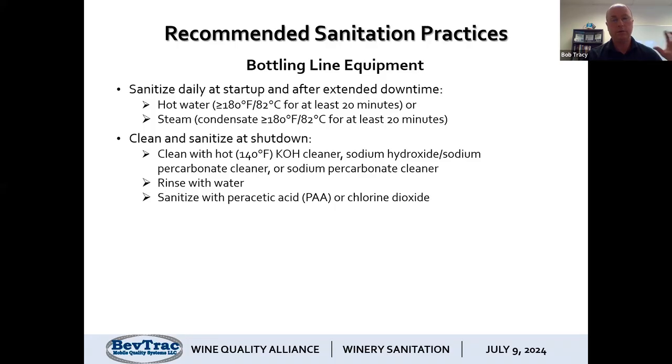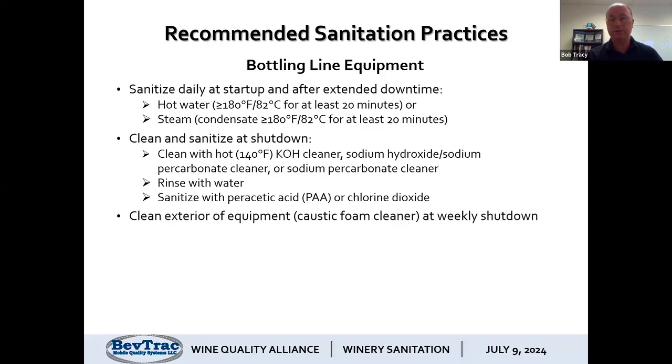So you're using hot water or steam in the morning at startup, and then at the end of the day, you're using a chemical CIP because you want to mix things up and not use the same thing every single time. Remember, I was saying before that hot water or steam can actually bake on biofilms if they're there. And in that situation, really the only way you can get them off is by doing a chemical CIP.